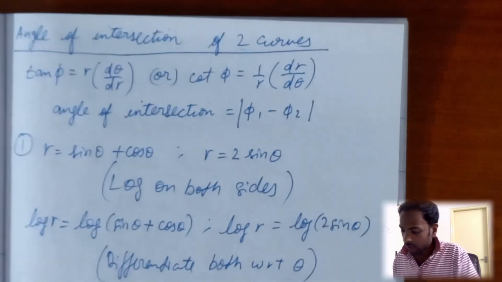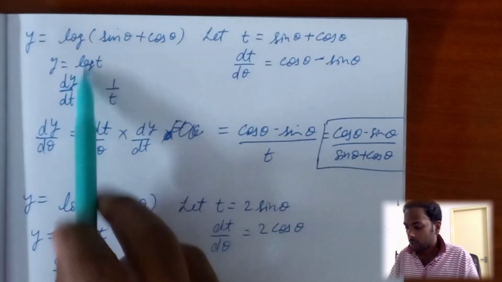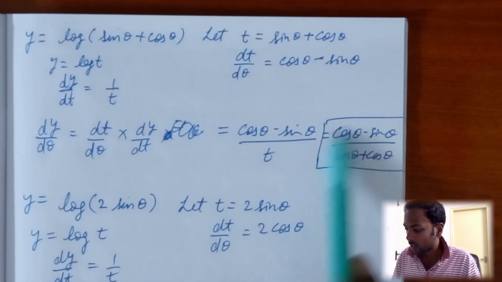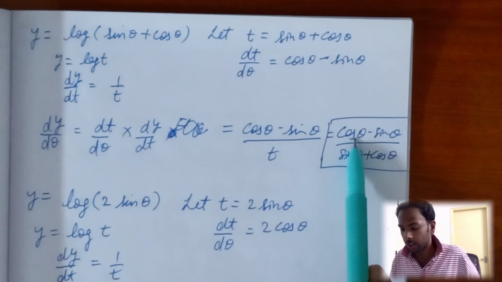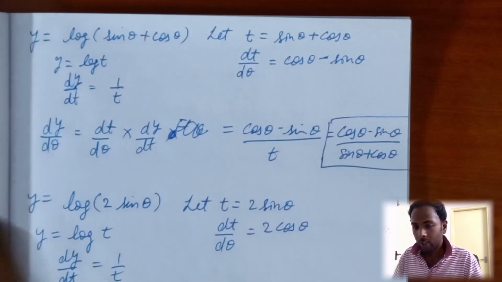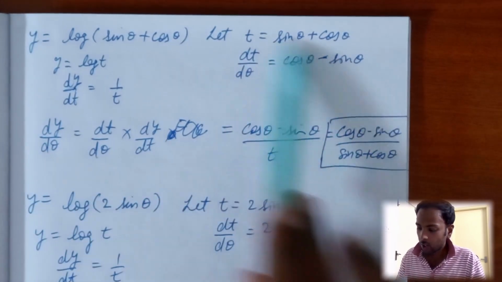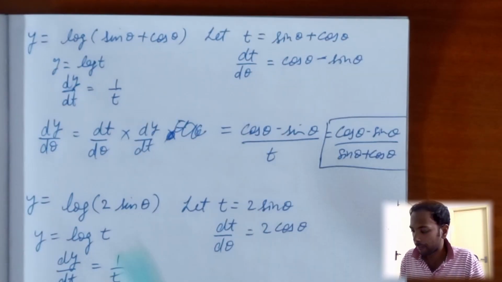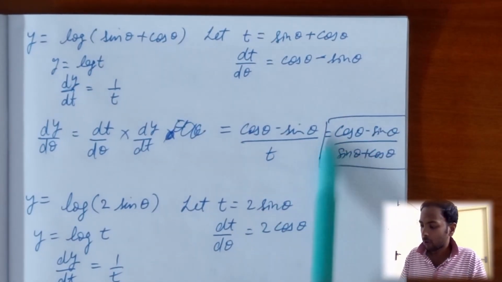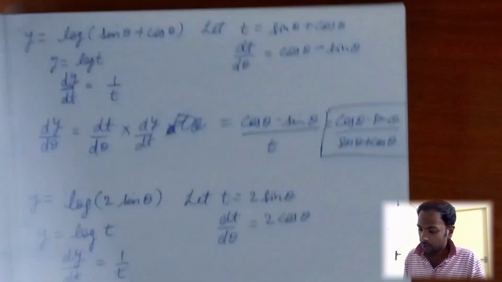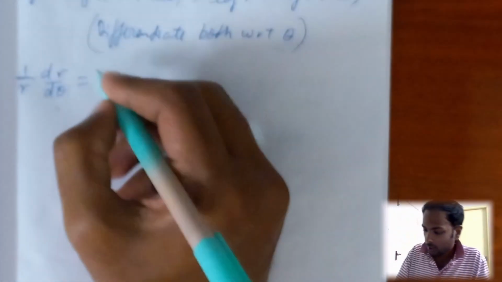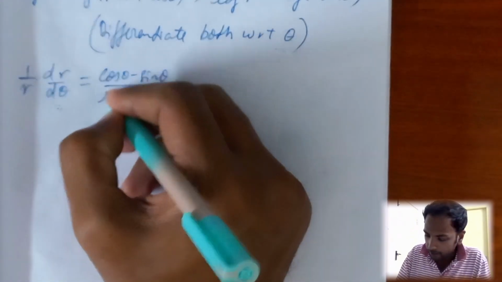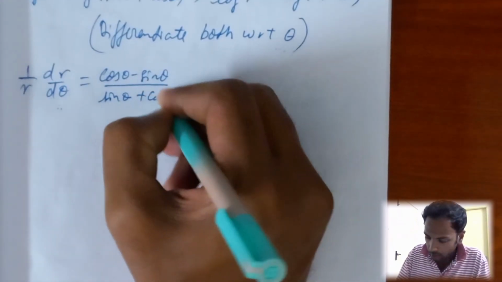Okay. Log of sine theta plus cos theta, right? So I took y as log of sine theta plus cos theta, applied chain rule, and finally got this as a differentiated result. You can just pause this video now, take a screenshot of this working, and then try to understand it. But if I try to explain this, it takes more time. So this is the final. Let me copy paste this over there: cos theta minus sine theta by sine theta plus cos theta.